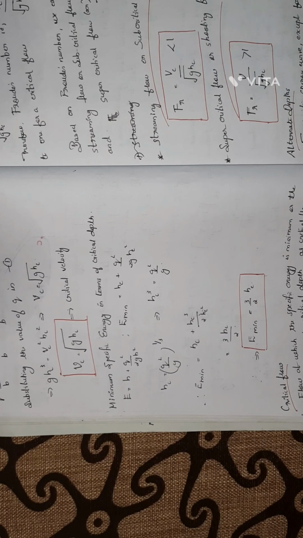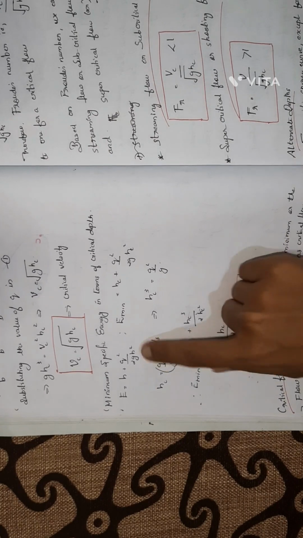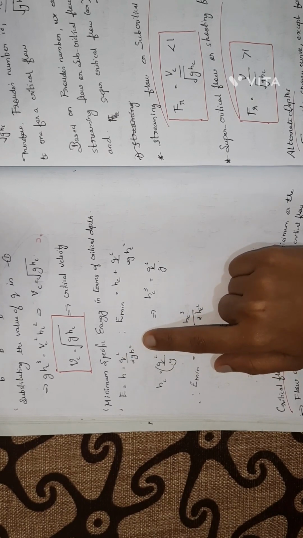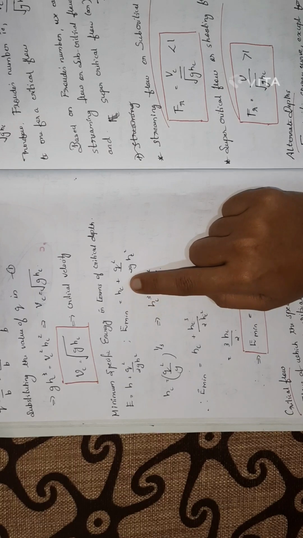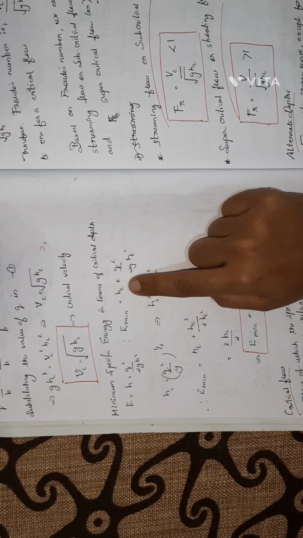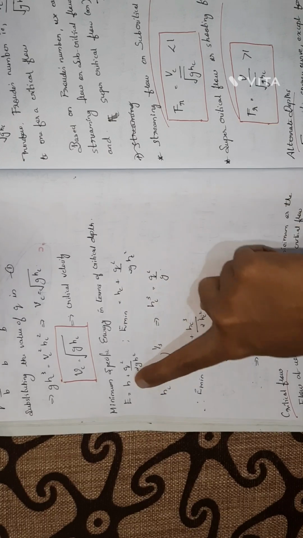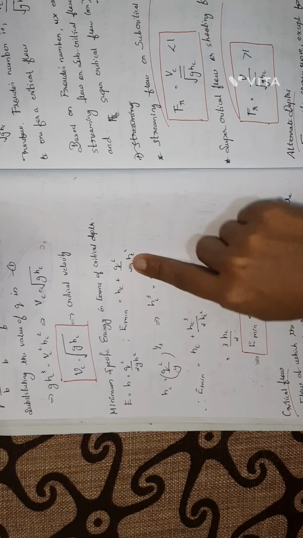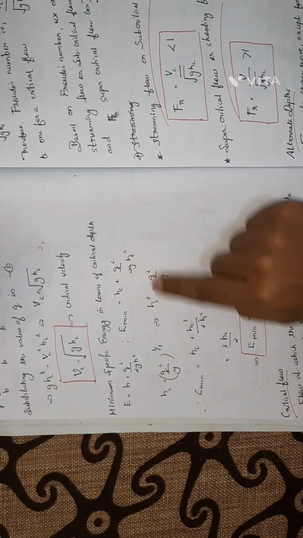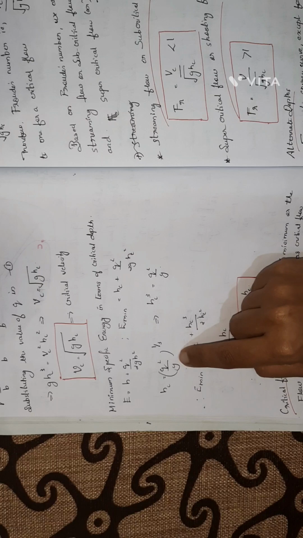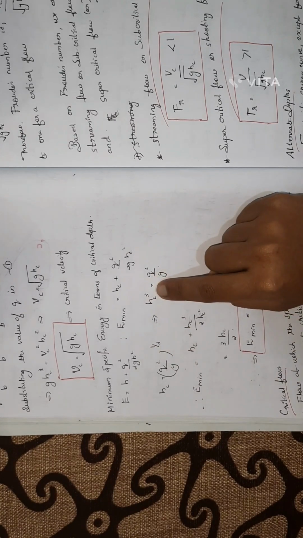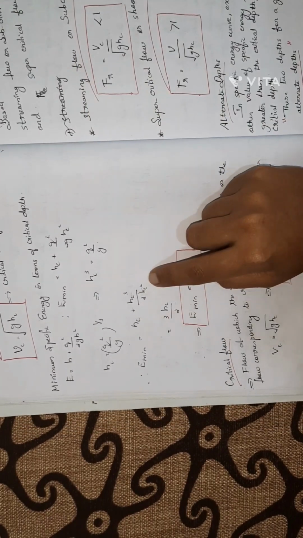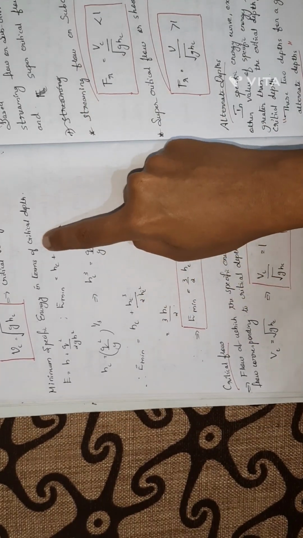So the minimum specific energy in terms of critical depth is, we know this is the equation for the specific energy, h plus q square by 2g h square. And at the minimum specific energy, what we know is it is possessing a critical depth, right? So we can write everything in terms of critical depth. So E minimum is equal to hc plus q square by 2g hc square, where hc is nothing but (q square by g) the whole raised to 1 by 3. Therefore hc cube is q square by g.